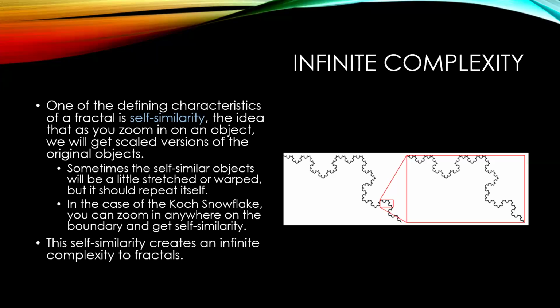So let's see if we can figure out some of the characteristics of it. The first is infinite complexity. And so one of the defining characteristics of a fractal is self-similarity. The idea that as you zoom in on an object, we will get scaled versions of the original object. And so if we look here, this might be one side of the Koch snowflake. Well, as you zoom in, you're going to see that exact same shape. And we could continue zooming in infinitely, and we would just repeatedly see this same structure pop up over and over again. This self-similarity creates an infinite complexity to fractals.